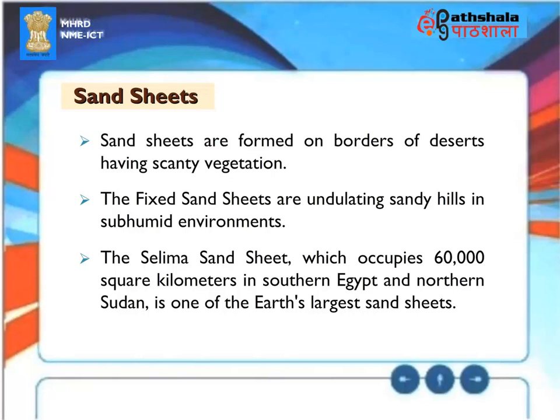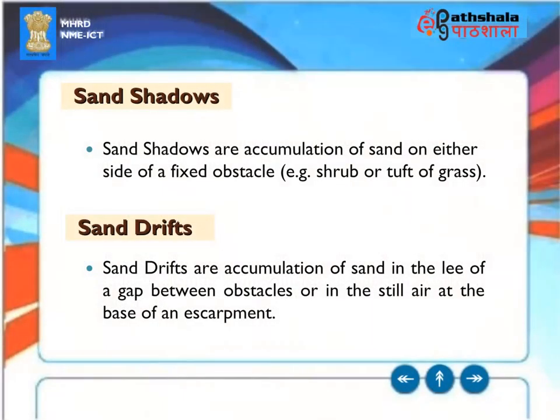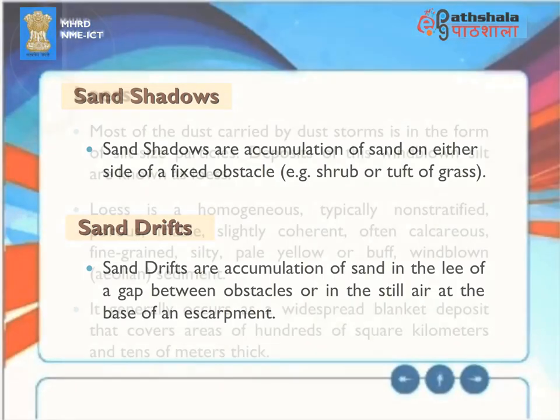largest sand sheets. Sand shadows. Sand shadows are accumulations of sand on either side of a fixed obstacle, for example, a shrub or tuft of grass. Sand drifts. Sand drifts are accumulations of sand in the lee of a gap between obstacles or in the still air at the base of an escarpment.